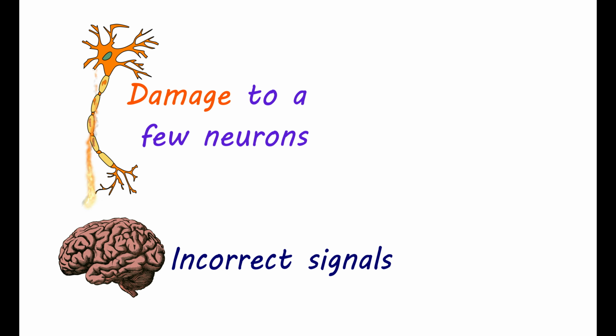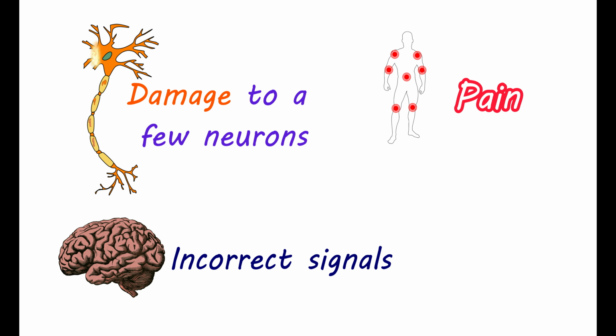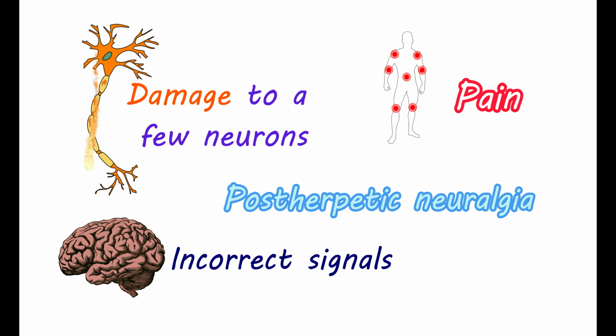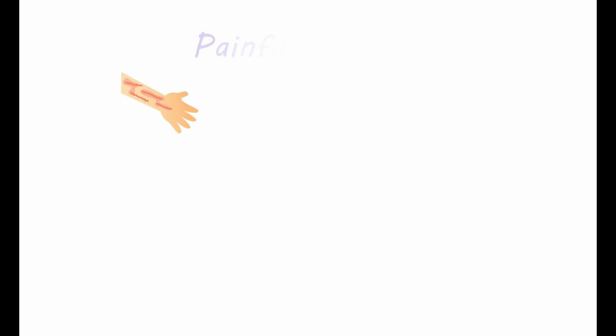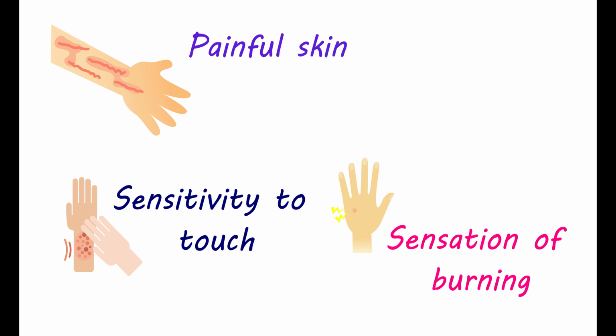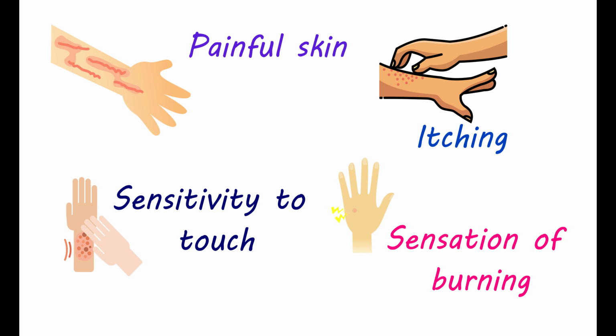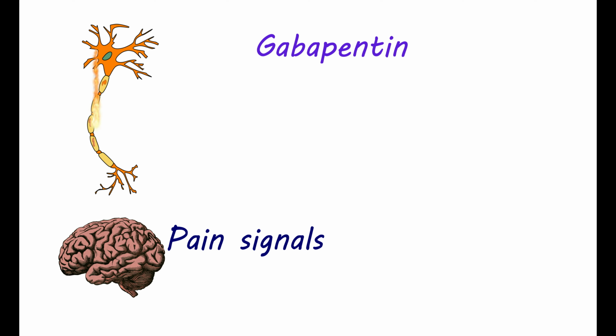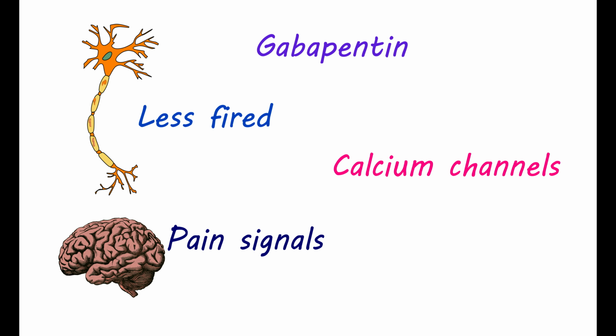These damaged neurons send incorrect signals to your brain. This leads to a perception of pain that lasts for several months. This condition is called postherpetic neuralgia. In such people, painful skin can be observed at the area of the rash. Increased sensitivity to touch, a sensation of burning and itching may persist. Gabapentin can be used to treat this condition. It works by reducing the transmission of pain signals to your brain. As it blocks calcium channels in neurons, they are less fired.